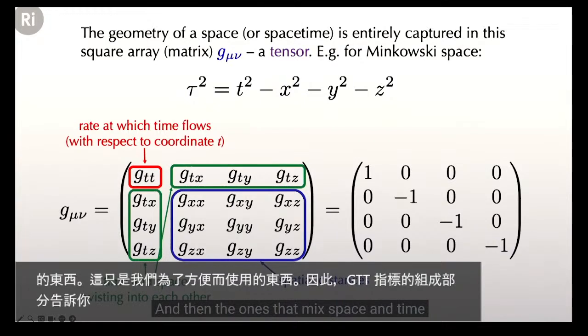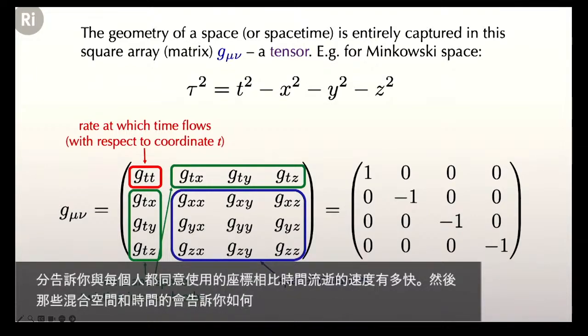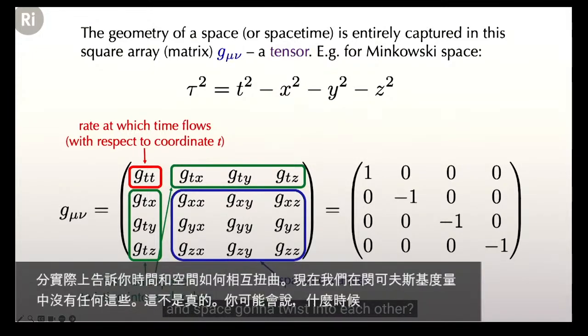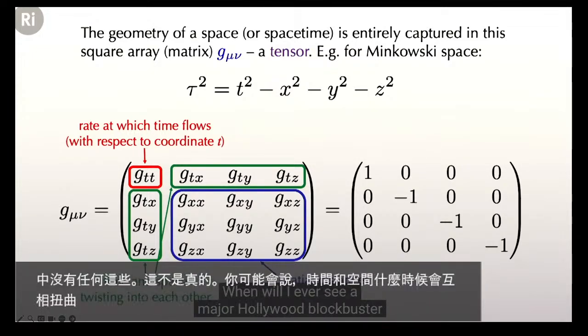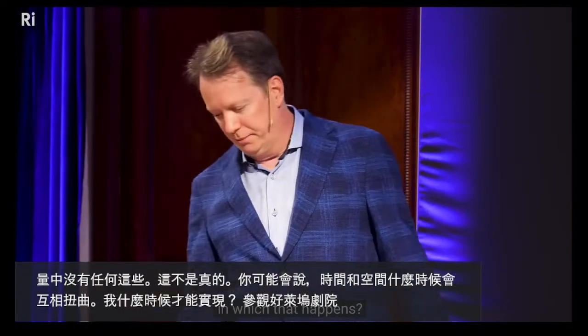And then the ones that mix space and time literally tell you how time and space can twist into each other. Now, we don't have any of that in the Minkowski metric. That's not going on. You might say, like, when is time and space going to twist into each other? When will I ever see a major Hollywood blockbuster in which that happens?